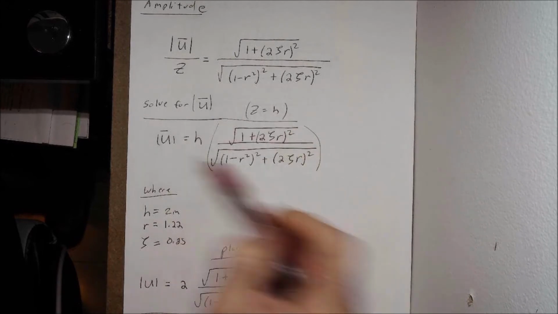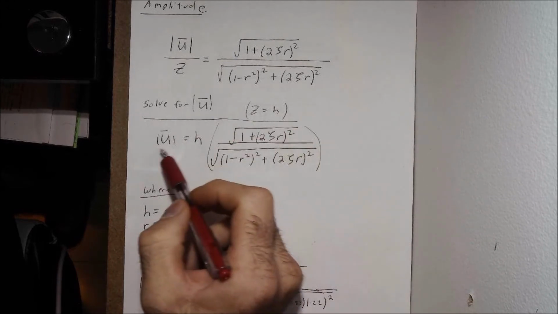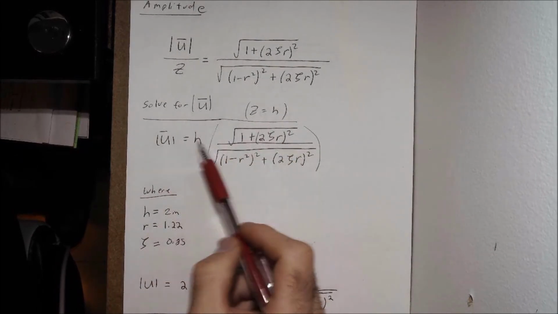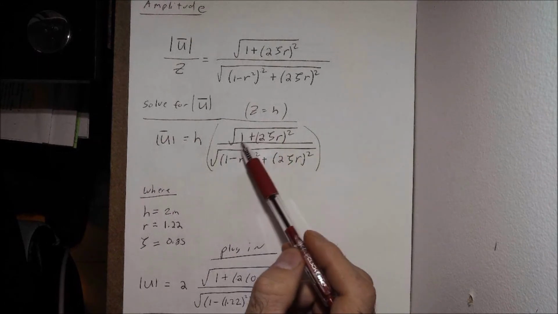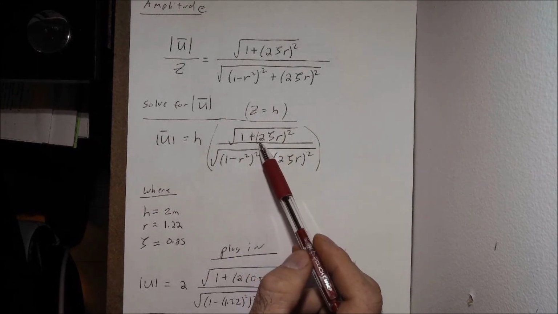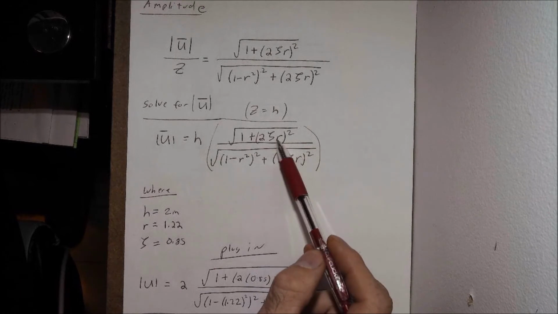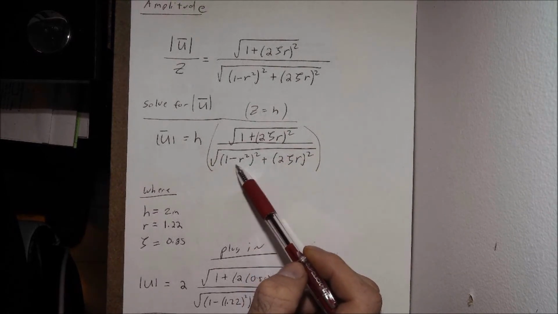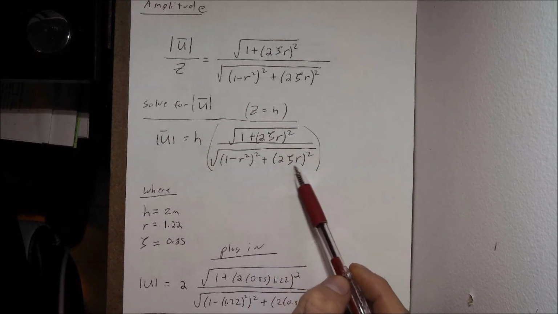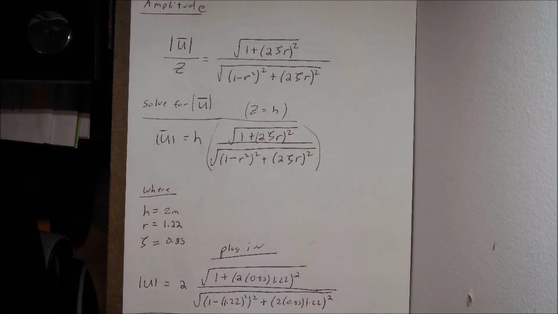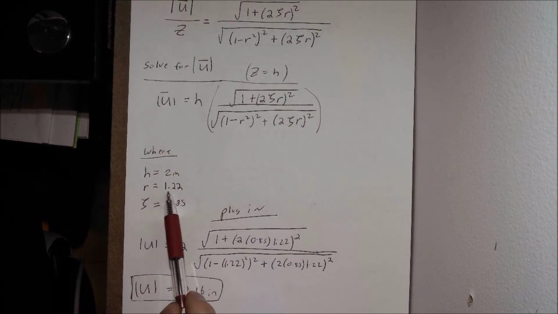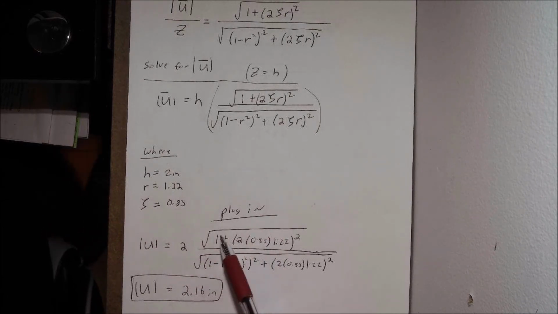So we can rearrange to this equation, where our u bar magnitude is equal to this h value, a known constant from the problem statement, times the square root of 1 plus (2 zeta r) squared, but we have both those, all divided by the square root of (1 minus r squared) squared plus (2 zeta r) squared. So let's plug in what we know. Our h value is given as 2 meters, our r we solved for is 1.22, and our zeta term is 0.85. We can plug those all into this equation.